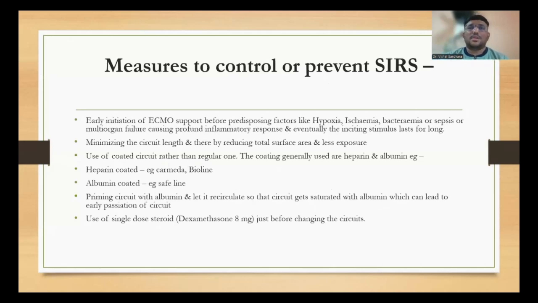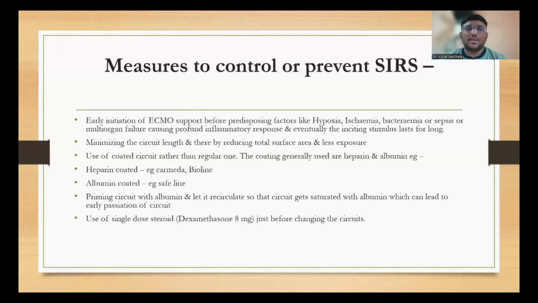The measures to control or prevent SIRS on ECMO, like early initiation of ECMO support before predisposing factors like hypoxia, prolonged hypoxemia and ischemia, bacteremia or sepsis or multi-organ failure cause a profound inflammatory response, eventually the inciting stimulus lasts for long. So if we initiate ECMO early, we will be able to control the SIRS as far as possible.